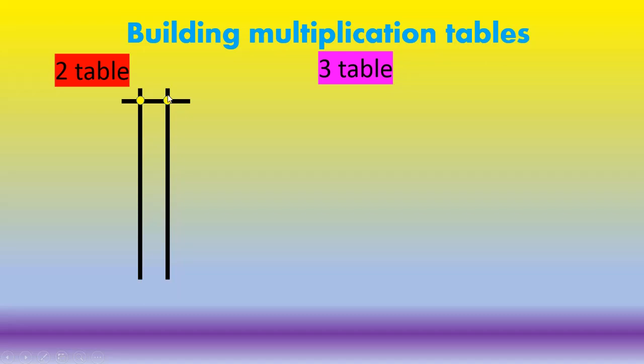So two ones are 2. So this is the two table. Two ones are 2 vertical lines and one horizontal line. After drawing, we can see two midpoints where the vertical and horizontal lines join. So two ones are 2.